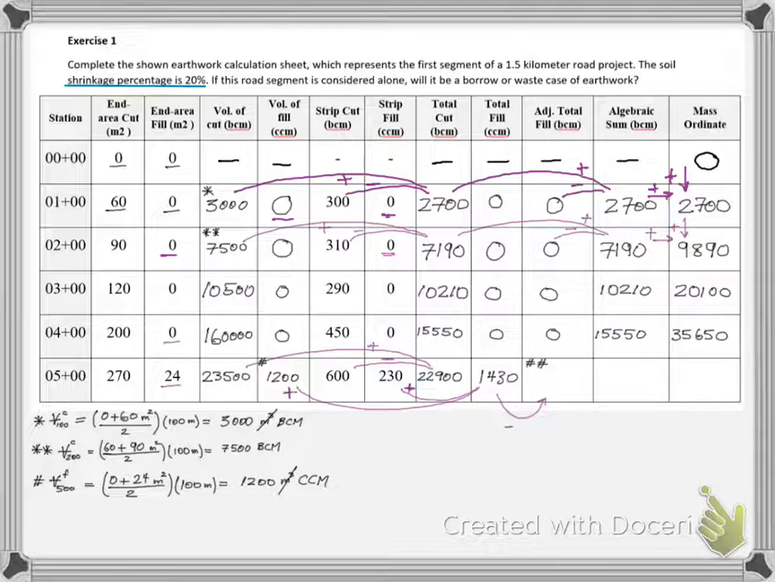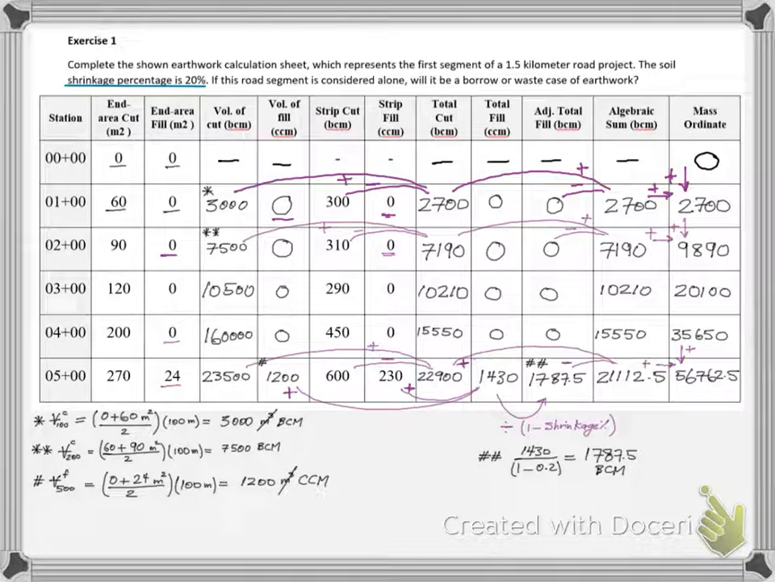Remember that the fill volume is so far in compacted cubic meters, so we need to transform it to bank cubic meters to add it to the cut volume. So we will divide by 1 minus the shrinkage value. And finally, we will calculate the algebraic sum for the segment, and include it in the mass ordinate value.